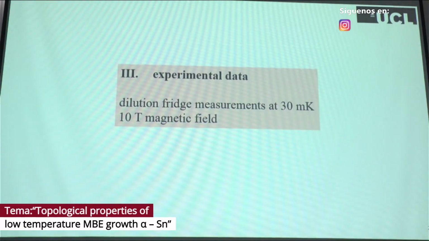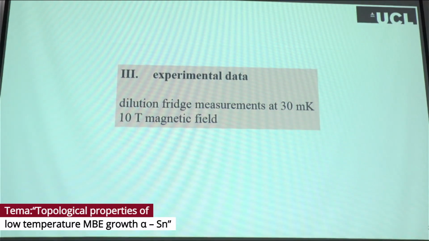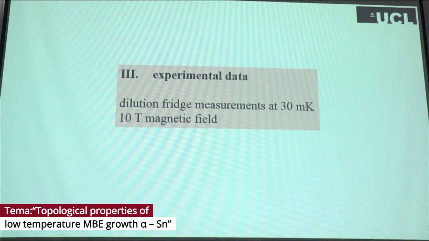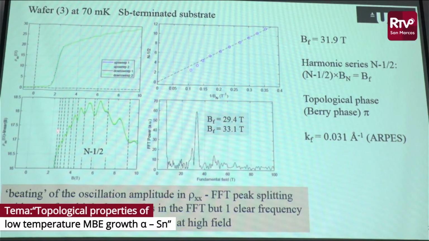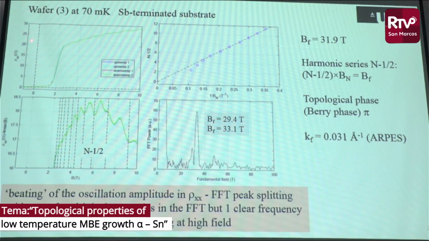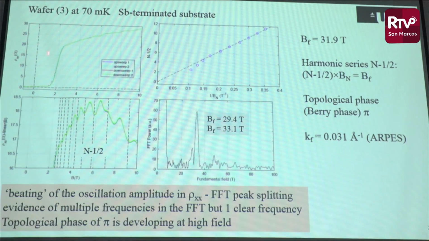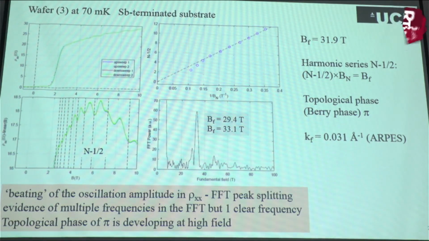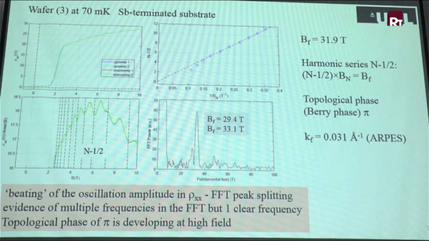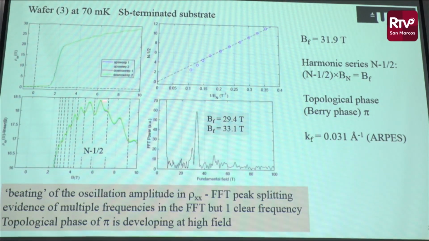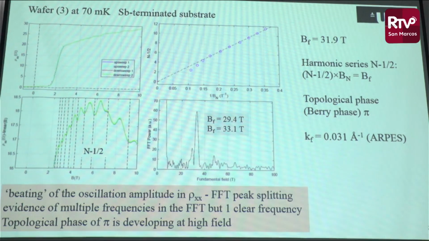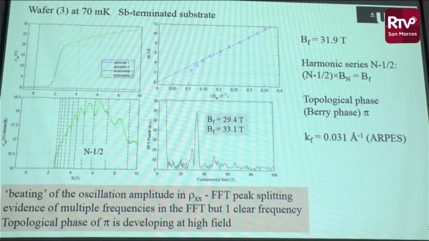So just coming towards the end, we've got measurements at lower temperatures and higher fields. So it's the same type of measurements. This is rho XX. This is the antimony terminated substrate. Basically, we haven't measured the indium terminated substrates because they don't really show very much at lower temperatures. This is rho XX as a function of magnetic field now. We do several sweeps just to make sure we know what we're measuring.